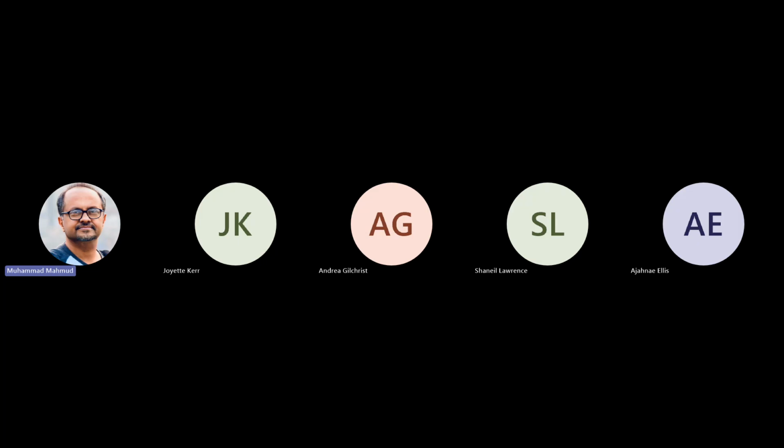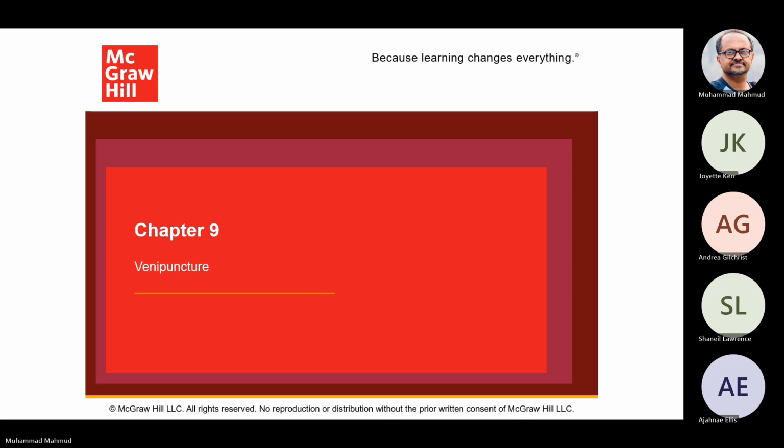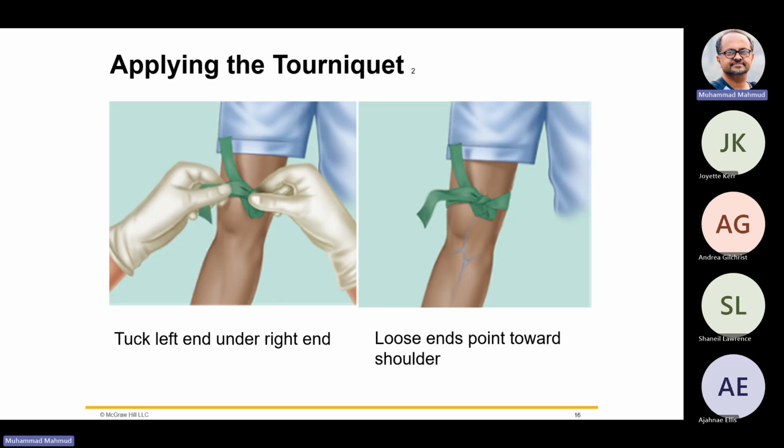Okay, so that was a good video. Let's go back to our lecture. Today we are covering chapter 9, which is venipuncture. So far, we know the equipment. We also know how to use the tourniquet and find veins.